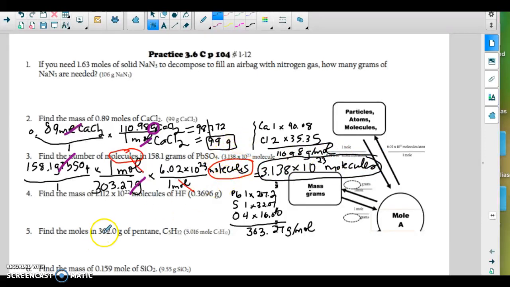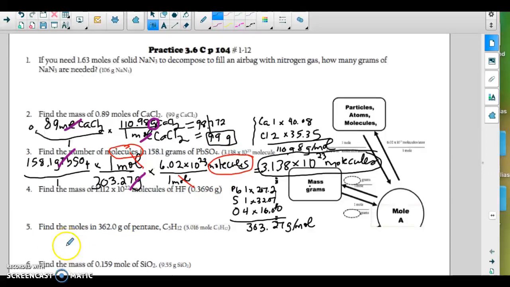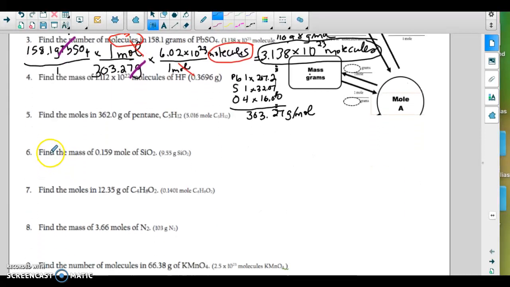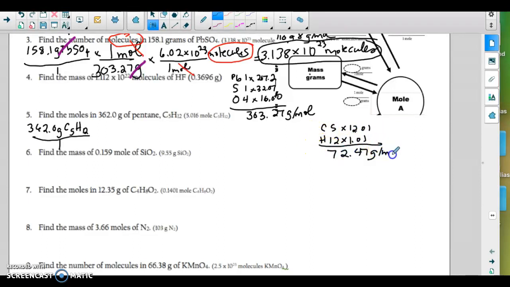Okay, so let's do one more. Let's do this number 5. So again, we are going to start with grams. So 362.0 grams of pentane, which you don't need to know that yet, but they gave you the formula. And then we're going to go over here, do our molar mass. So we have 5 and 12, 1.01. I know my 5s look like S's. 12, or whoops, yeah, 12.01. Can't talk and do this at the same time. So my molar mass is 72.47 grams per mole.